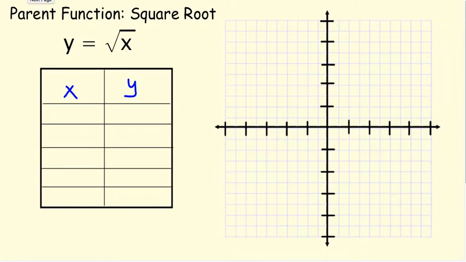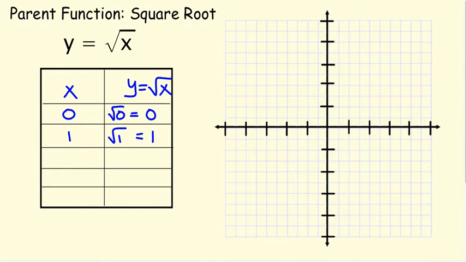And if you remember, when you pick values for x, we're going to evaluate it in the relation y equals the square root of x. So I'm going to start with 0. The square root of 0 is 0. I'm going to choose 1. The square root of 1 is 1.